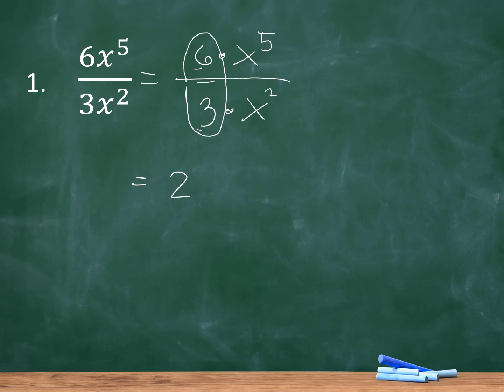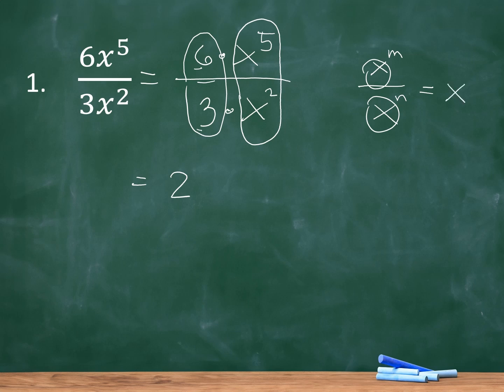And then let's deal with the variables. We have here x to the power of 5 over x squared, which means x to the power of 5 is divided by x squared. This is where the law of exponent comes in. Remember that we have something like x to the power of m over x to the power of n. In this case, we have a common base x. So what we're gonna do is copy the common base x and then subtract their exponents, m minus n.